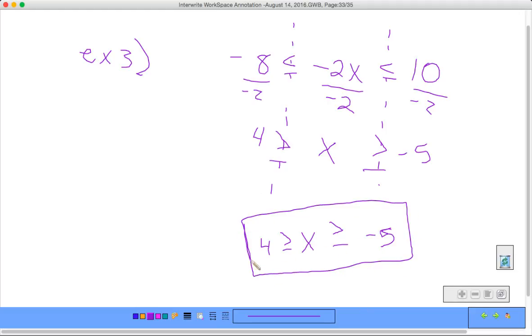If I was asked to represent that on a graph, here's negative 5, negative 4, negative 3, negative 2, negative 1, 0, 1, 2, 3, 4. Closed dots on both ends because I have the equal sign underneath both. I have the or equal to part, and x is in the middle.